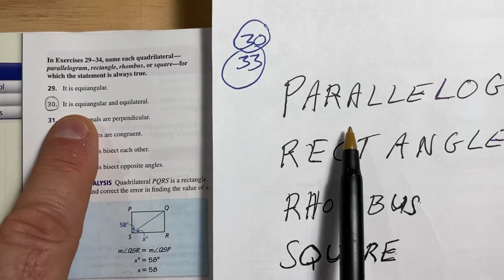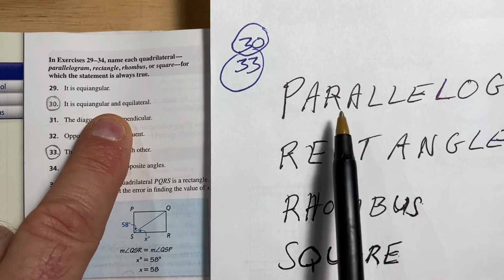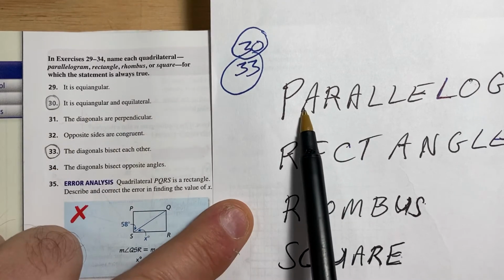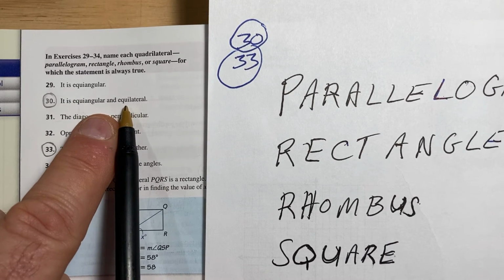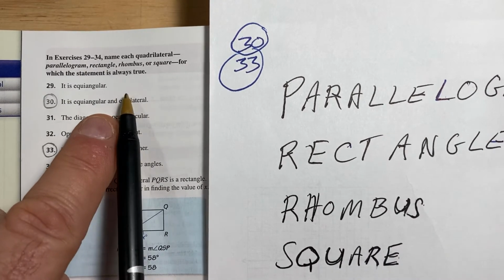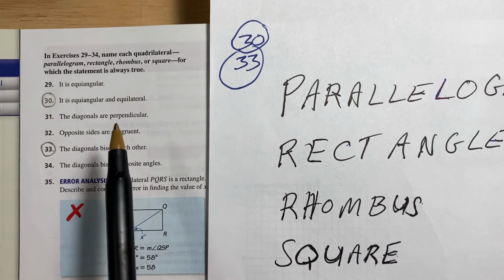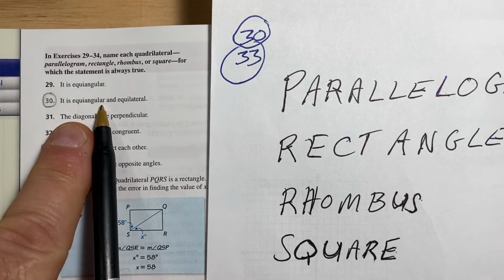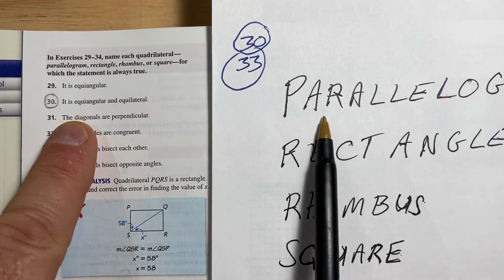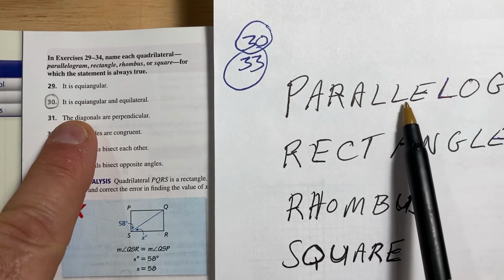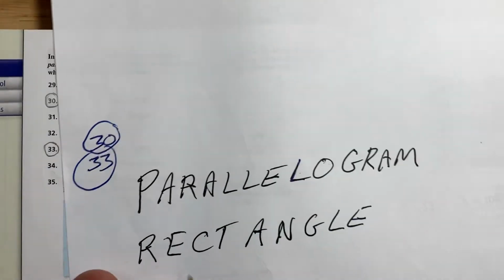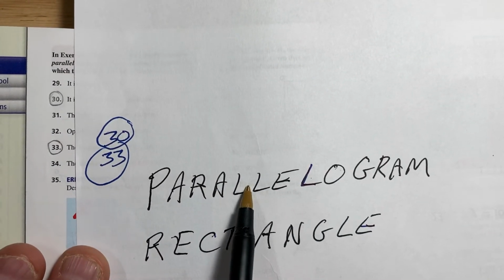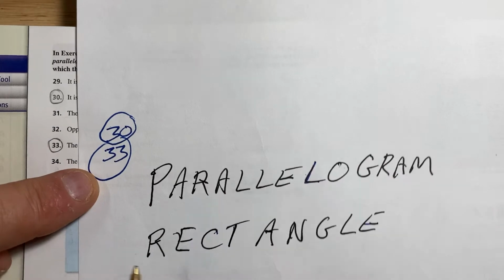For a parallelogram, is it equiangular and equilateral? Does it always work? So start off with this. A parallelogram. Is it always equiangular and equilateral? Okay. This is just which statement is always true. Number 30. So is it always going to be true for a parallelogram? It's not equilateral, so it would not work for question 30.